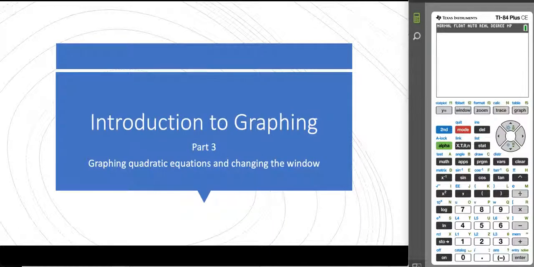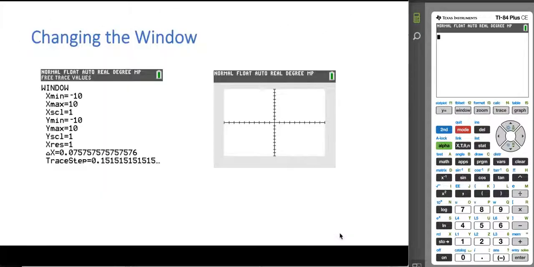This is the third part of our introduction to graphing. I decided to record this extra screencast because I wanted to help you with one of the questions that you're going to see in your assignment, where you're asked to graph a quadratic equation and change the window. So I wanted to talk to you about that in this screencast. Let's talk about that standard window to begin with.